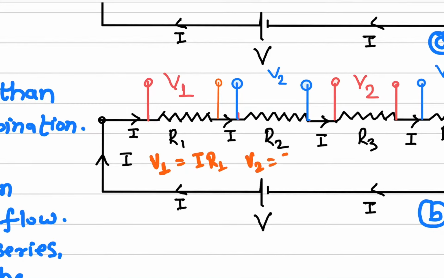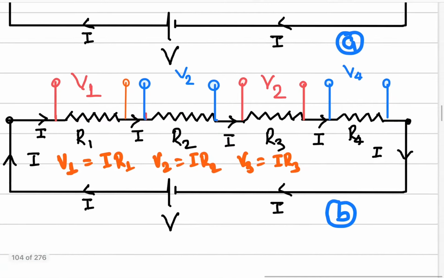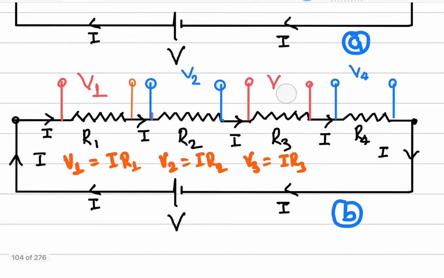V2 here is I times R2, V3 here is I times R3. I think this has to be R3 here. R3, and V4 is equal to I times R4.